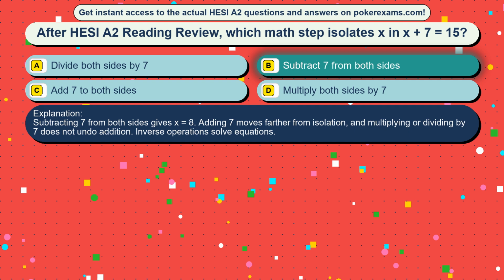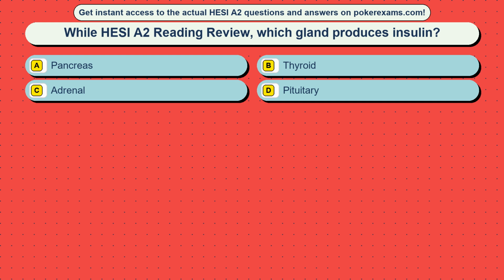Subtracting 7 from both sides gives x equals 8. Adding 7 moves farther from isolation, and multiplying or dividing by 7 does not undo addition. Inverse operations solve equations. Question 17. While HESI A2 reading review, which gland produces insulin?